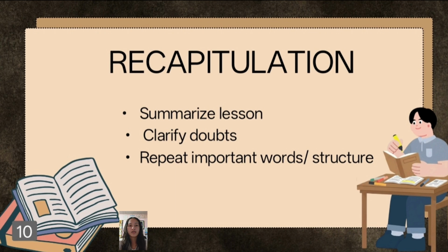After presentation, the teacher moves to recapitulation or review. During recapitulation, the teacher summarizes key points, clarifies doubts, and repeats important words, phrases, or sentences. For example, the teacher might ask, "Who was the main character in the story?" Or, "What lesson did we learn from their actions?" This step helps students reinforce learning and ensures they remember the most important ideas before evaluation.